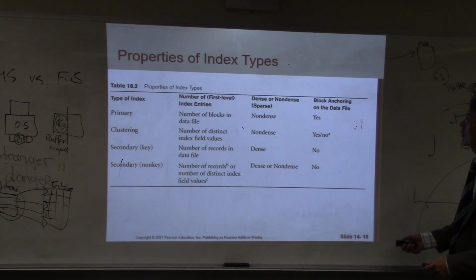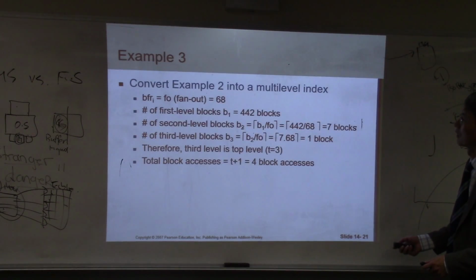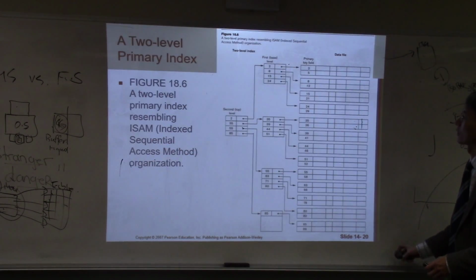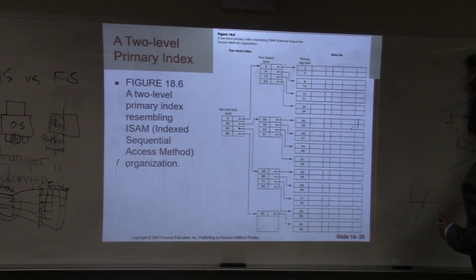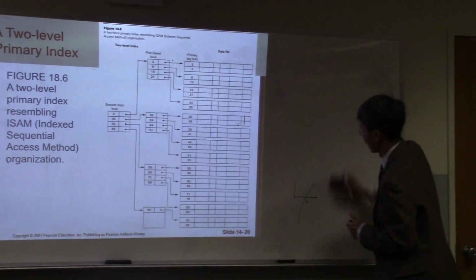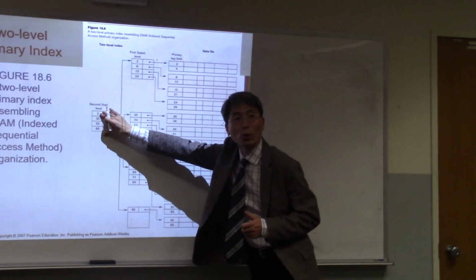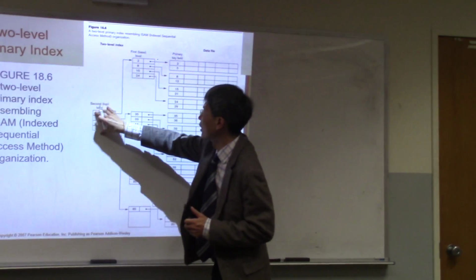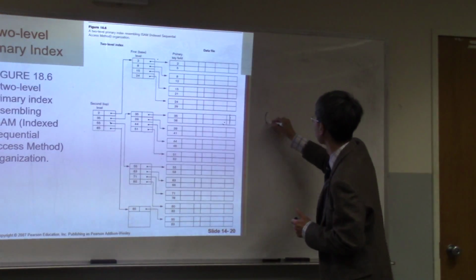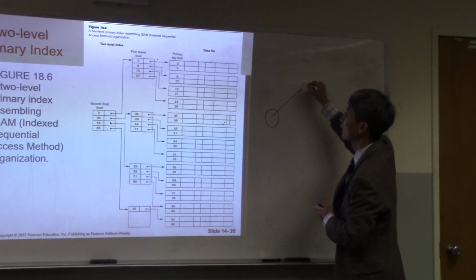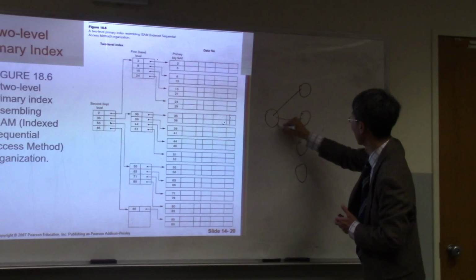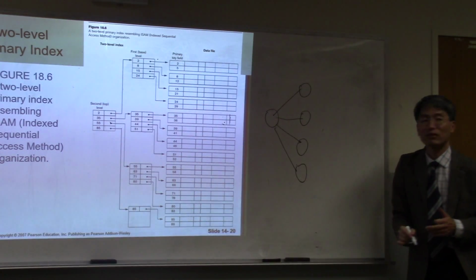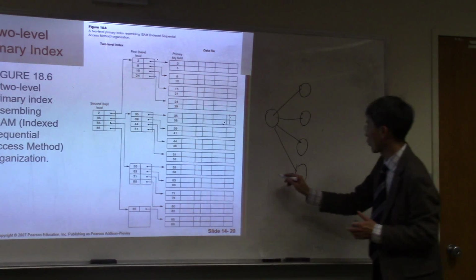Oh, not this one. Where is it? Oh, yeah. So let me simplify. So this one is a node, and this one is the block, right? This block, then block 2, 3, 4. Like this, right?